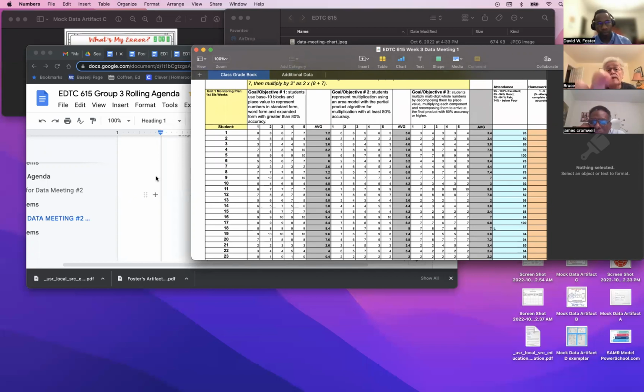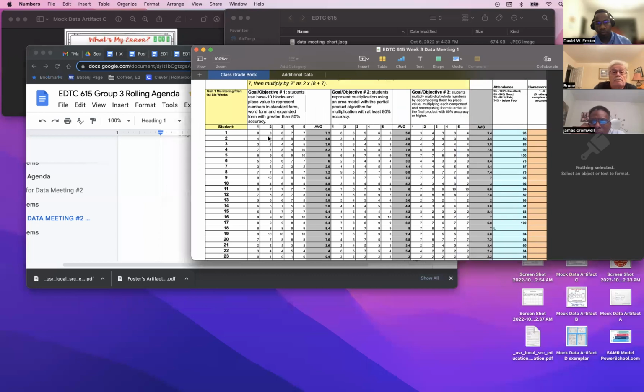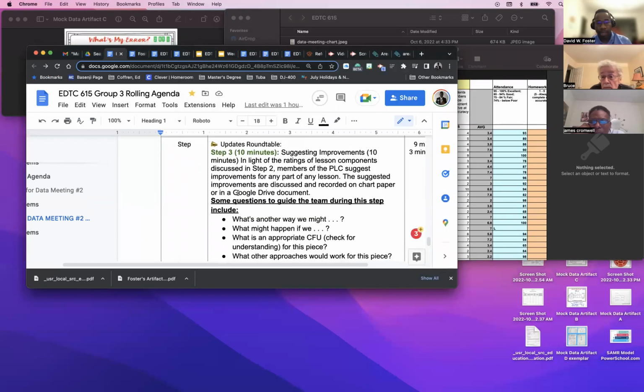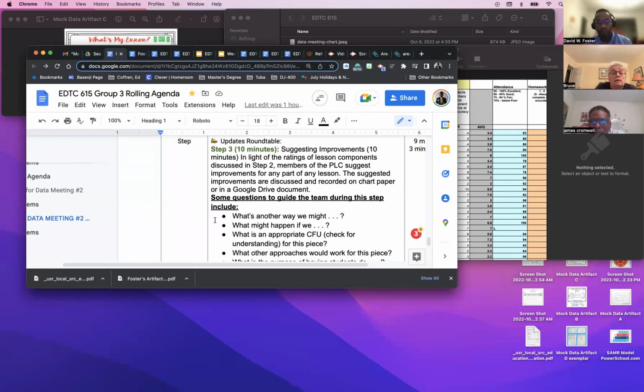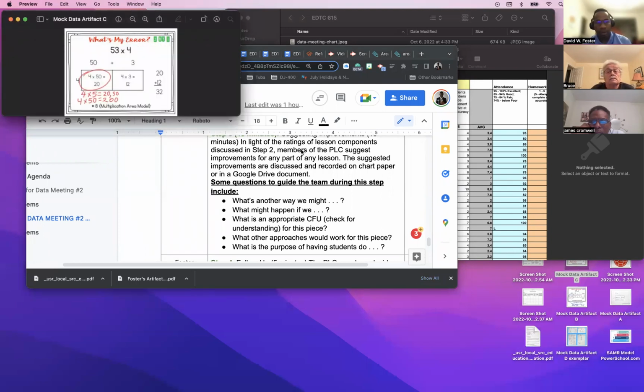And then I don't know when we do 2 and 3, but when is that improvement due? Now. That's step 3. We are suggesting improvements. For example, what is another way we might have taught area model? Here, the teaching method is an algorithm. What is another way we could have taught area model? That would be my question to the group as far as that's concerned.